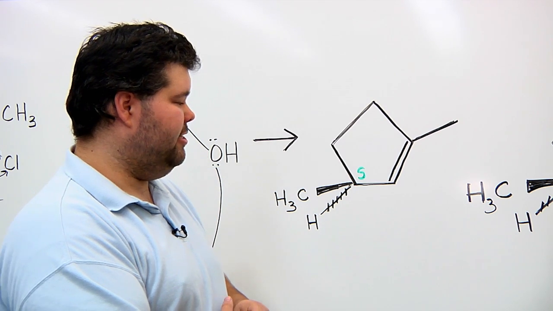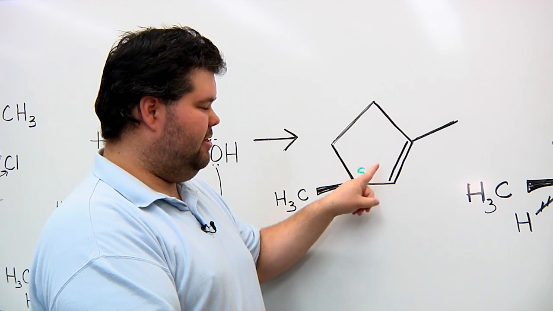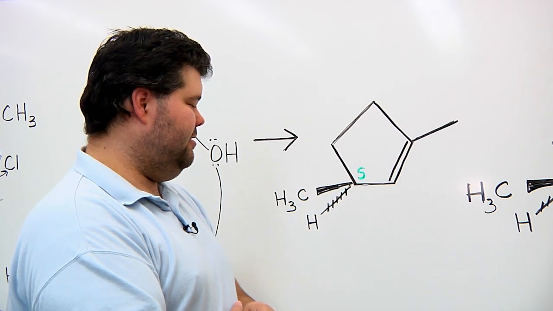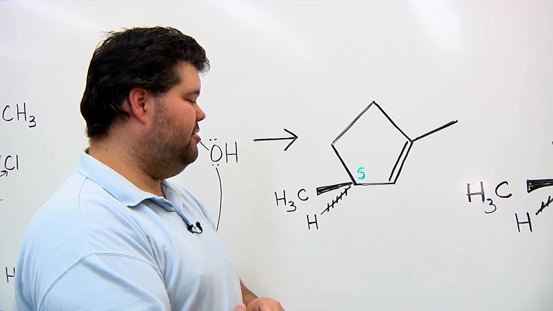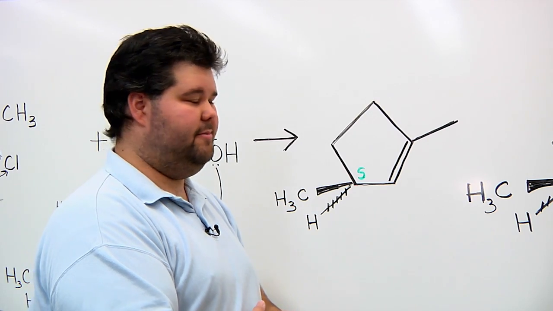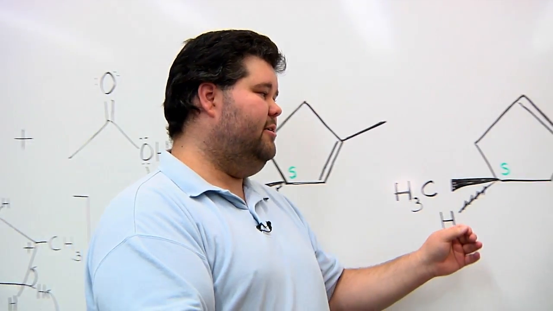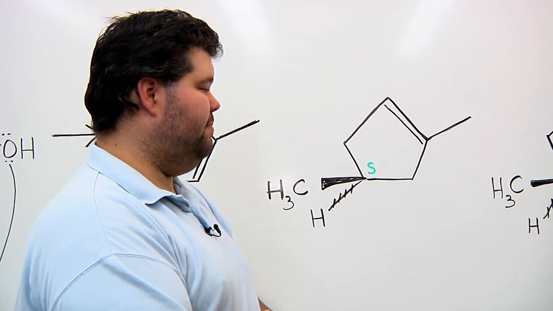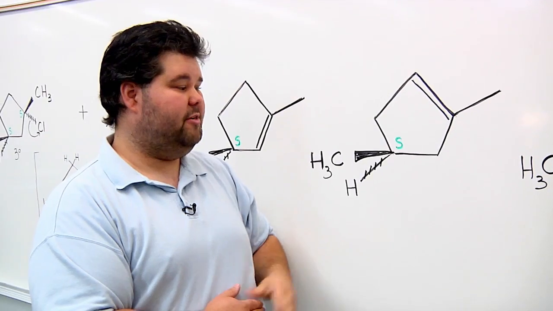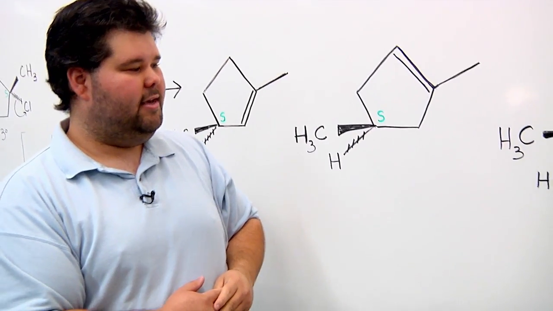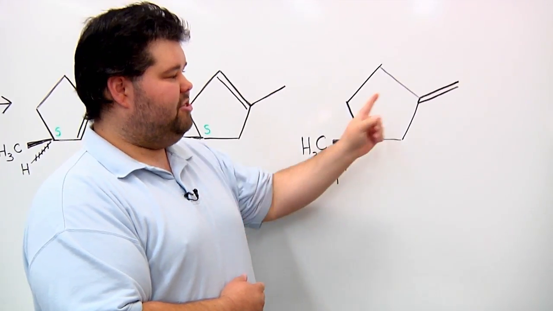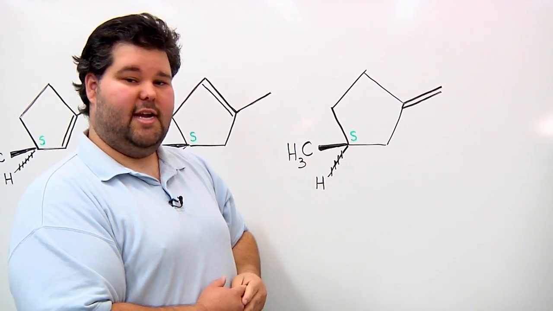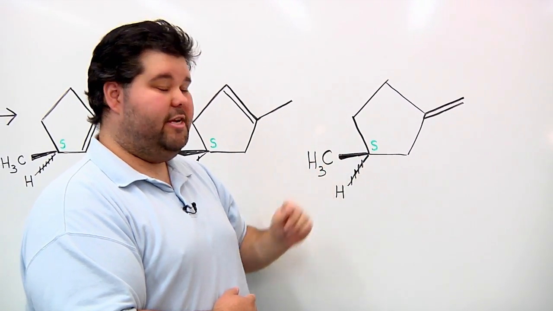In our first product here, a hydrogen was eliminated from this carbon here, forming a new pi bond here. Notice that reevaluating our stereochemistry, we still have S configuration here. In our second product, we abstracted a hydrogen from this CH2, leading to a double bond here. And again, reevaluating our stereochemistry, we still have S. In our third product, the hydrogen was eliminated from the methyl group on the outside of the ring, so the double bond is now on the outside of the ring as well. The stereochemistry here is still S.